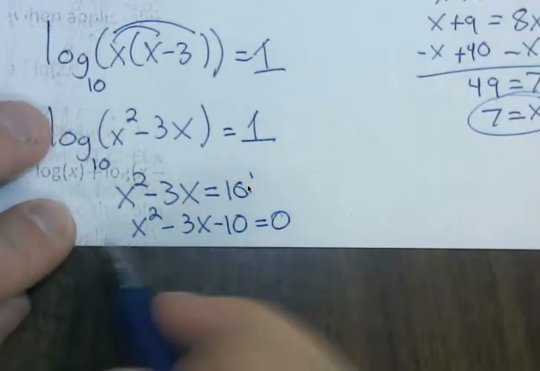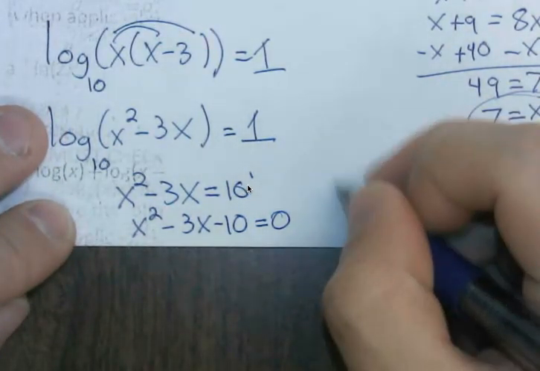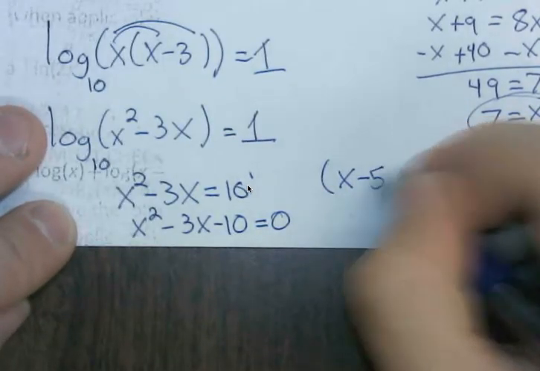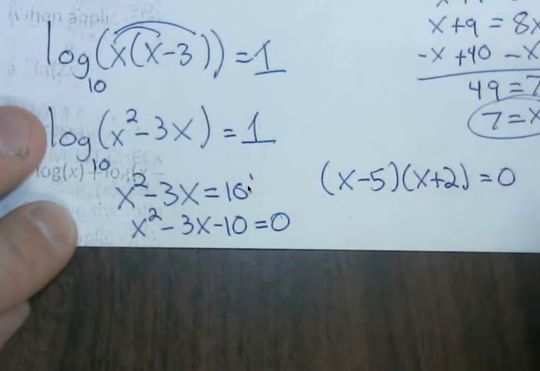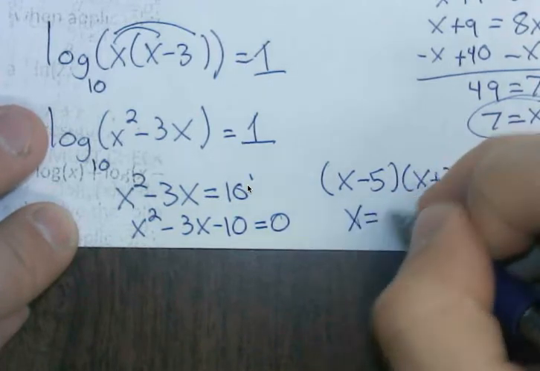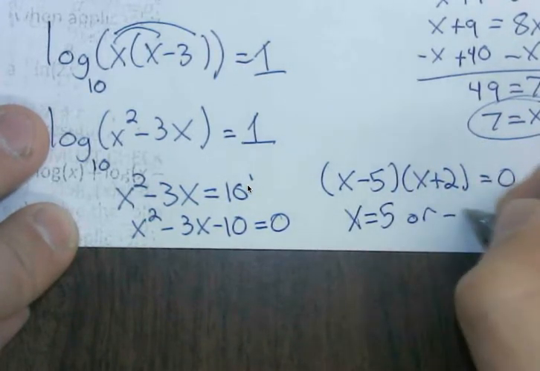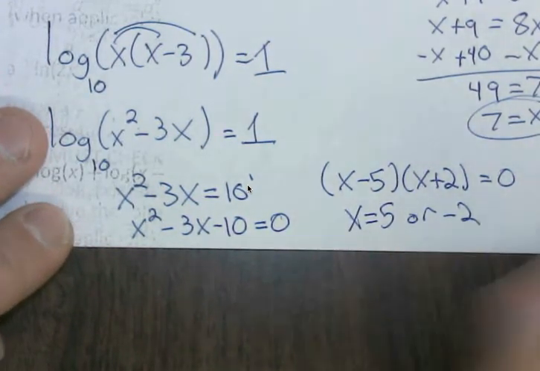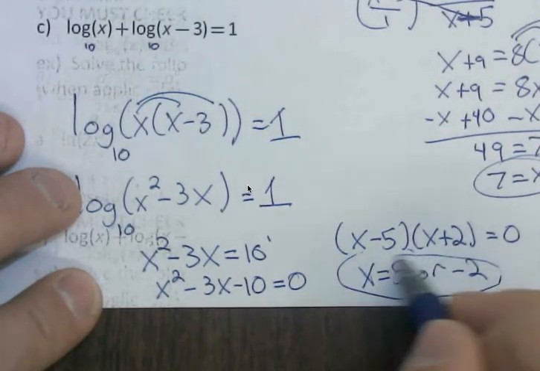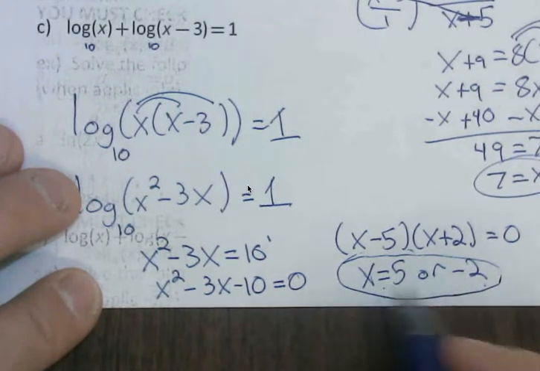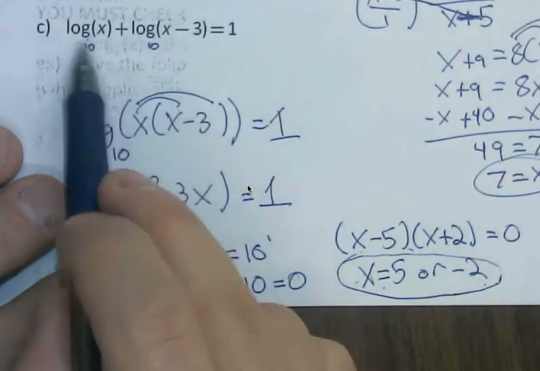And then can we factor this further? Sure can. x minus 5, x plus 2 equals 0. So this is going to claim that x could be equal to 5 or negative 2. But let's look very closely, because this is claiming we have 2 answers. Are any of these extraneous if we were to plug them back into here?